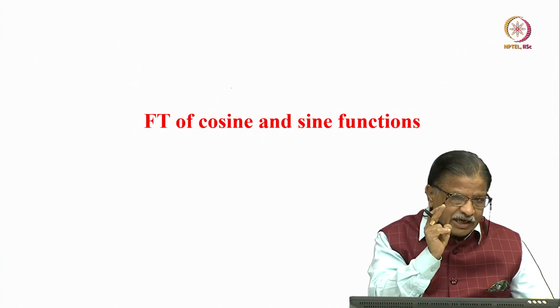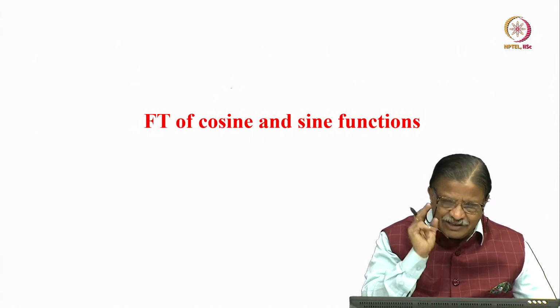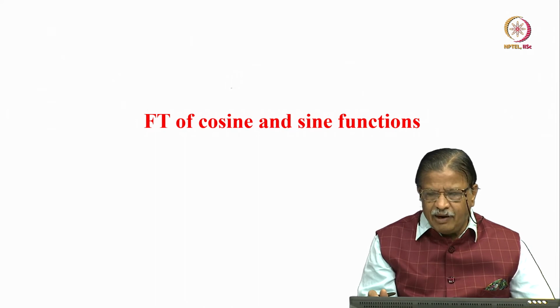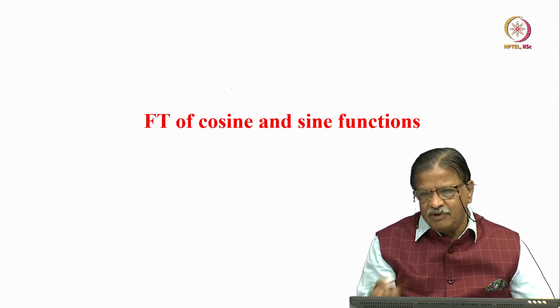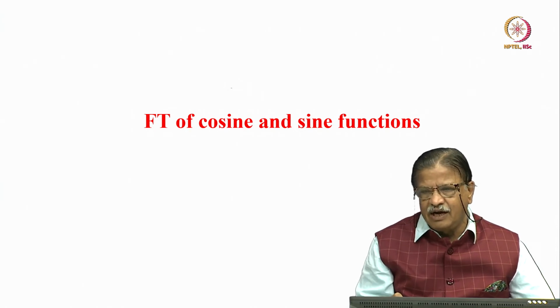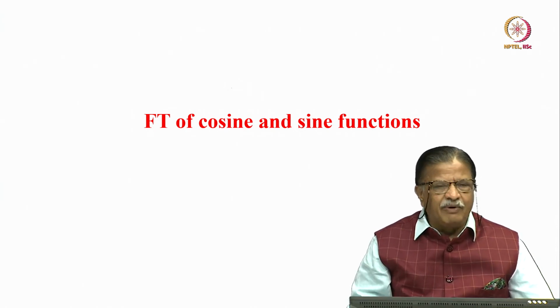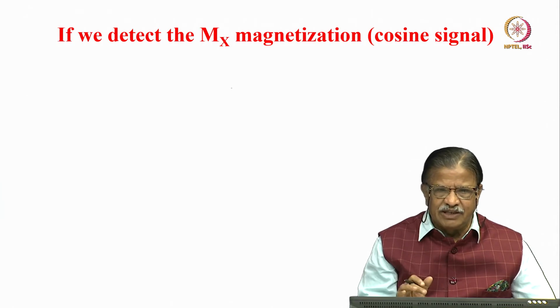And remember, how do we correct the phase? We discussed this when we discussed the Fourier transformation. Now, I will introduce something about Fourier transformation of a cosine and sine function, because we require this for understanding the phase cycling. You know what is a cosine function? Cosine function is very simple.